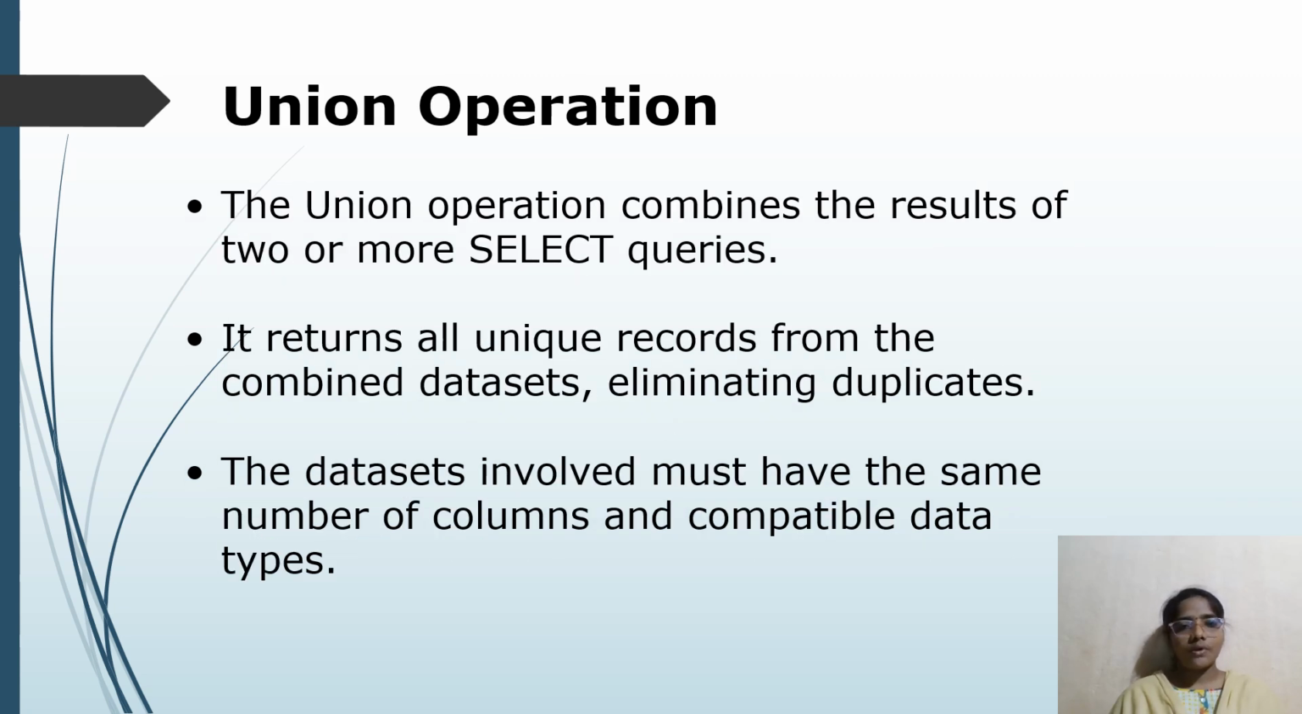Here is the union operation. The union operation combines the results of two or more select queries. It returns all unique records from the combined data sets, eliminating duplicates. Unique records means it doesn't have any duplicates and doesn't repeat any record. The data sets involved must have the same number of columns and compatible data types.